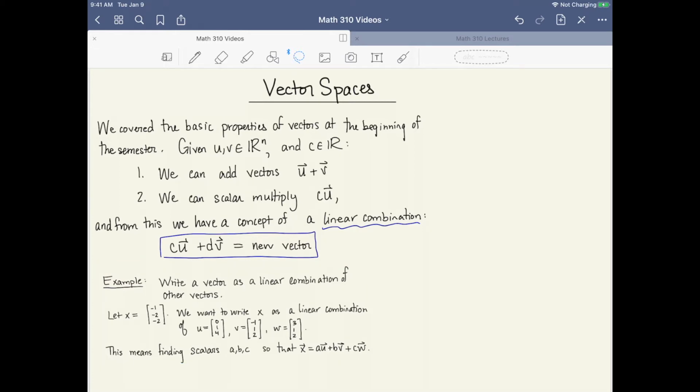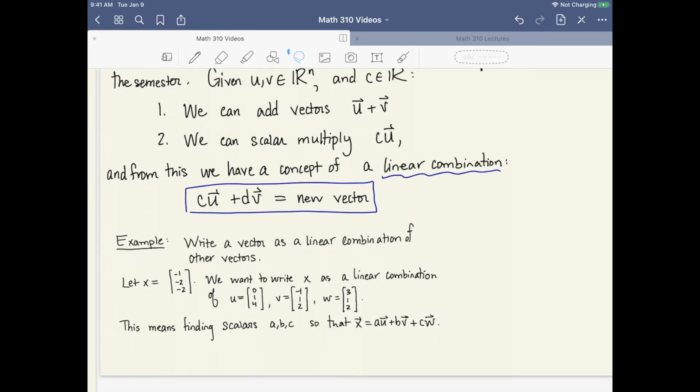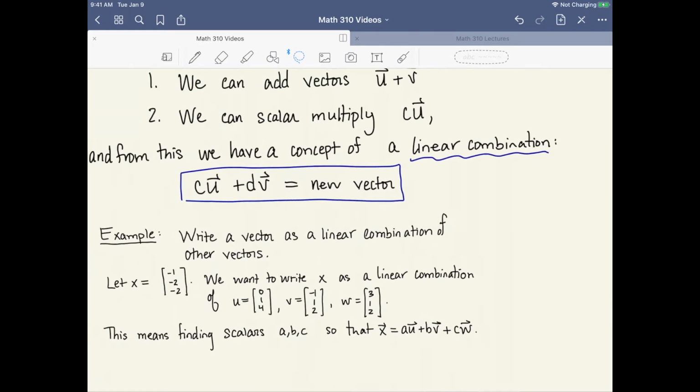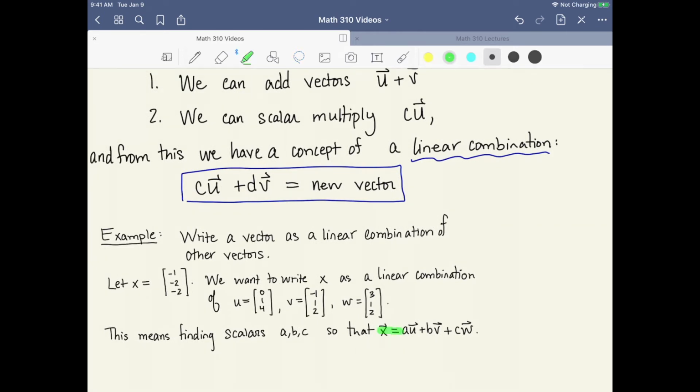Let's take the vector x, for example: -1, -2, and -2. We want to write x as a linear combination of three other vectors, so u, v, and w. And I've just picked a few vectors here. So if we want to write x as a linear combination of these three vectors, that means we're trying to find scalars a, b, and c so that x is some combination like this, au plus bv plus cw. If we can find a, b, and c, then we found the linear combination.